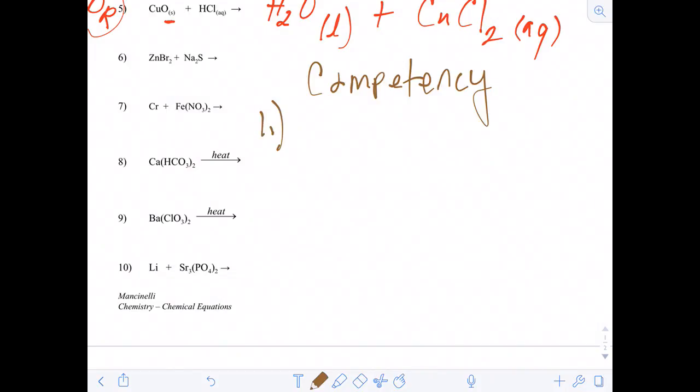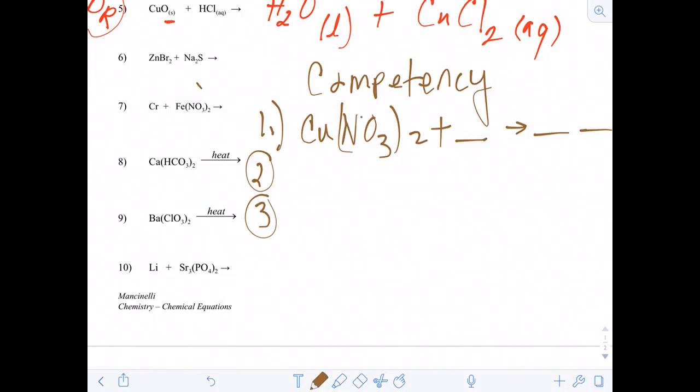The first reaction, as a reactant, you're going to have copper nitrate plus something yields something and something, right? You're going to have a second step and a third step and a fourth step. We know this one has to be a single replacement, and then the product is going to be copper solid plus something else, right? Something and something.